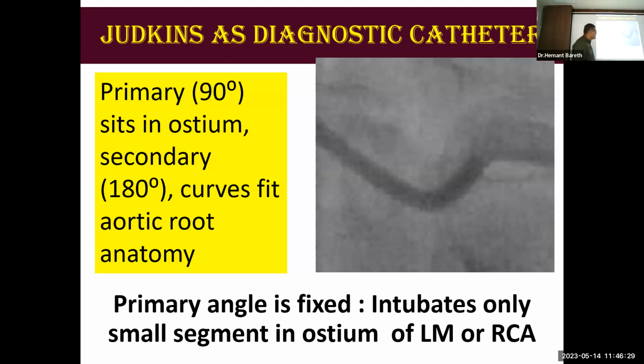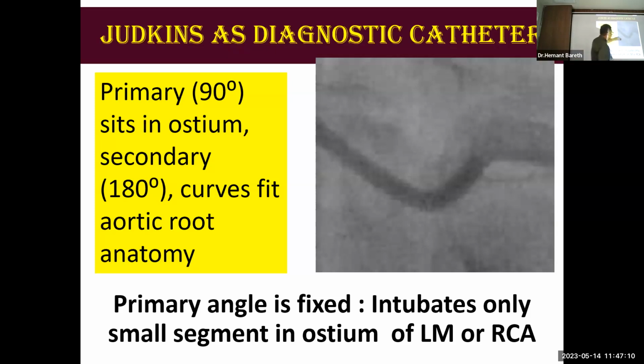But the disadvantage is, once you have this 90 degree angle, imagine you want to pass some equipment. Then it has to make a 90 degree bend, and then it has entered into left main. And suppose you want to do circumflex, so it has to make another 90 degree bend. So it is very difficult to do circumflex PCI unless it's a straightforward thing. Once you require support in circumflex, if you use a JL catheter, you will face some difficulty in getting proper support because of multiple fixed bends that are present with this catheter.